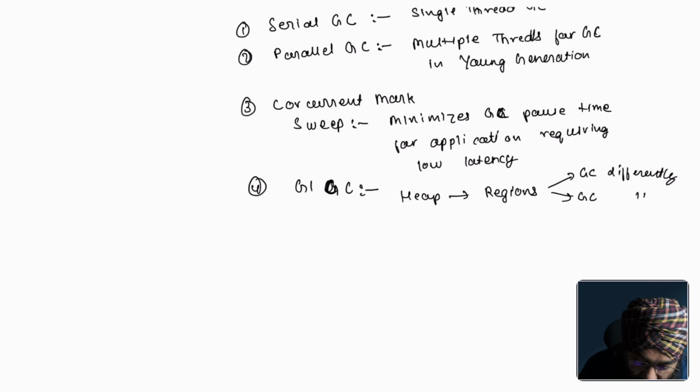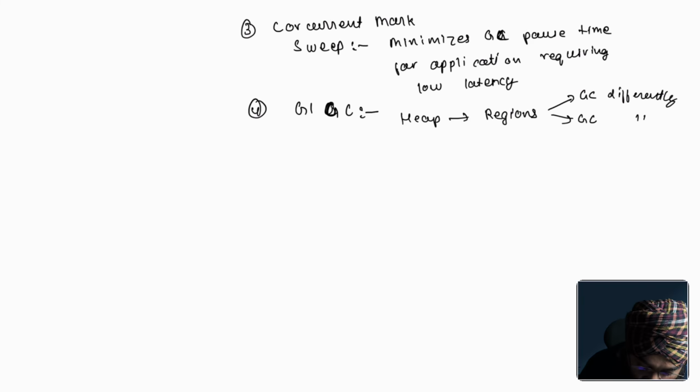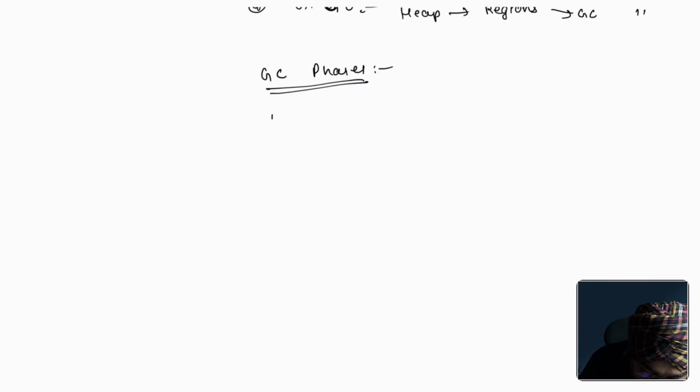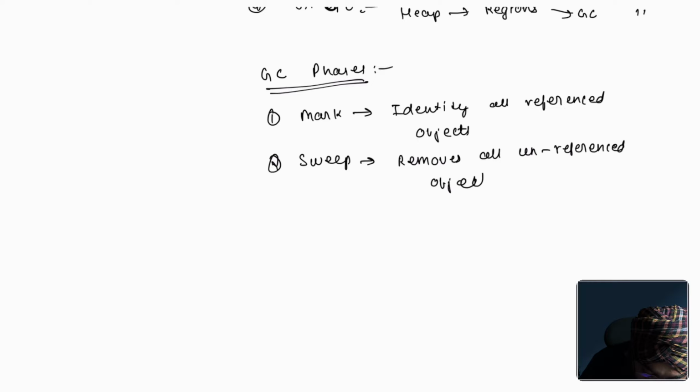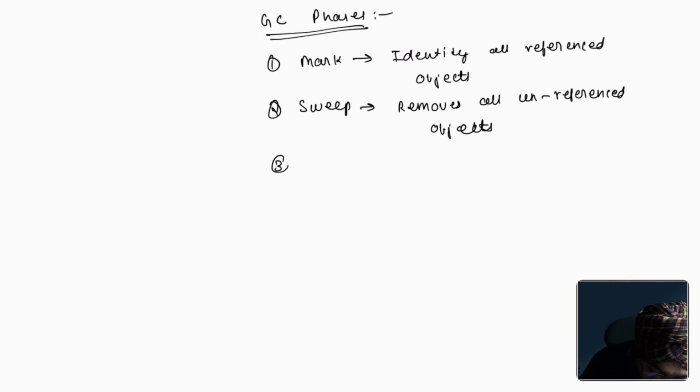Now there are phases of the garbage collector. The first phase is mark. Here it identifies referenced objects. Second is sweep. Here it removes all unreferenced objects. And third is compact. Here it reorganizes the memory.